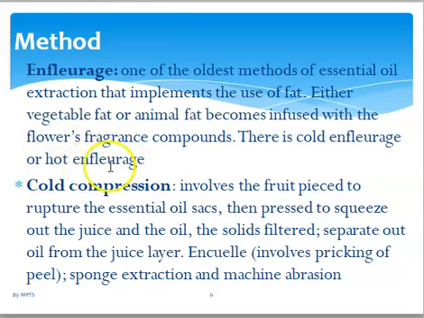You can have cold and hot. When hot, you can warm the fat. Cold compression involves compressing the fruits, piercing them to squeeze out the juice and extract the oils. You have to prick the peel of the orange to get those citrus components. Then there is the sponge method. You put the sponge on the drug, it absorbs the components, then you extract them from the sponge. And there are very many other methods.